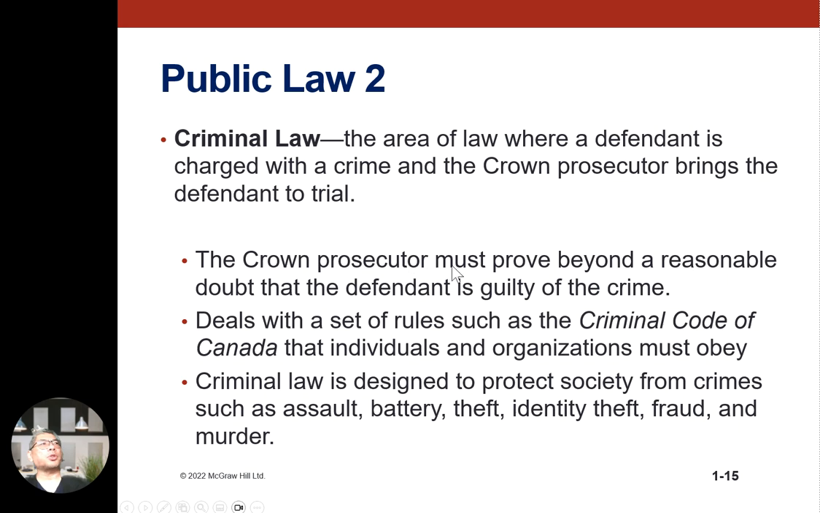The Crown prosecutor must prove beyond a reasonable doubt that the defendant is guilty of the crime. It deals with a set of rules, such as those in the Criminal Code of Canada, that individuals and organizations must obey. Criminal law is designed to protect society from crimes such as assault, battery, theft, identity theft, fraud, and murder.